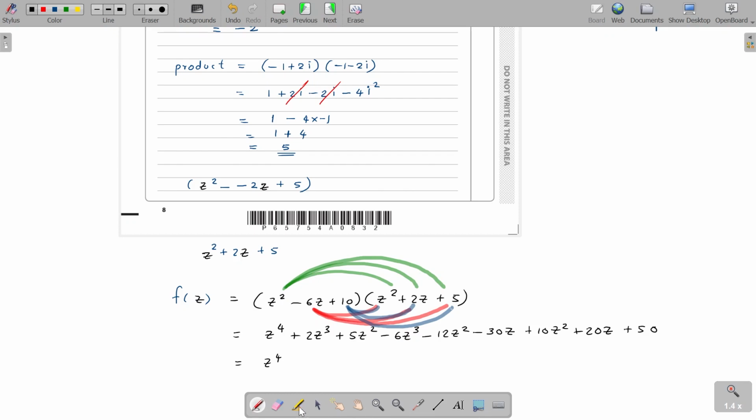z to the power 4. 2z cube. Can you add all the z cube terms? 2z cube and minus 6z cube is minus 4z cube. Add the z square terms. Plus 5z square minus 12z square plus 10z square is how much? Plus 3z square. Is that correct?